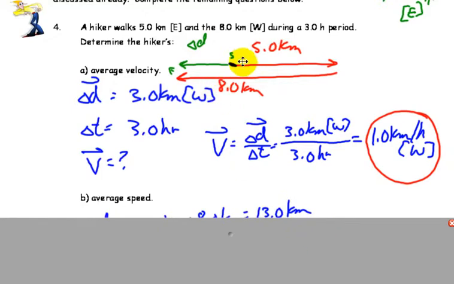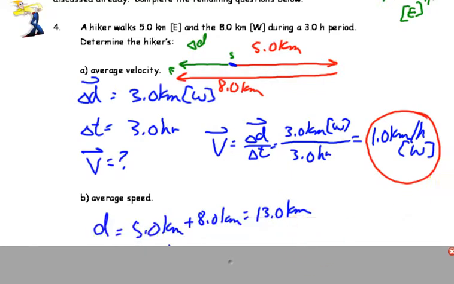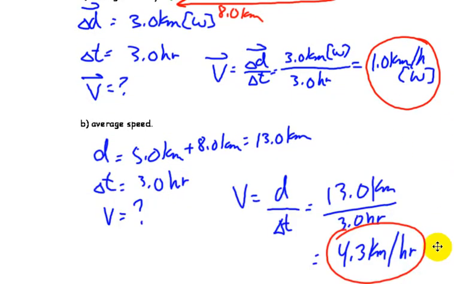But for average speed, looking at all the steps you have taken, 5 kilometers and 8 kilometers gives me 13 kilometers over that same 3-hour period. So to do that same movement, 4.3 kilometers per hour.